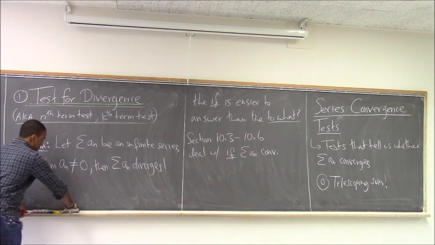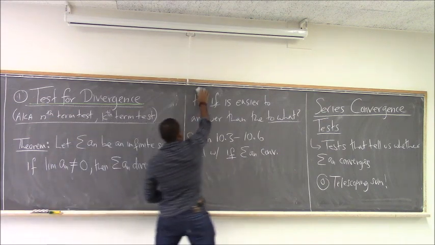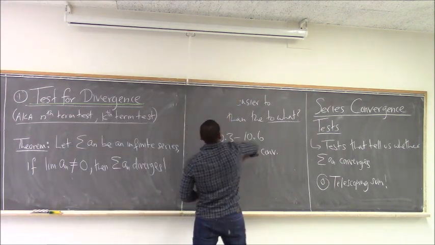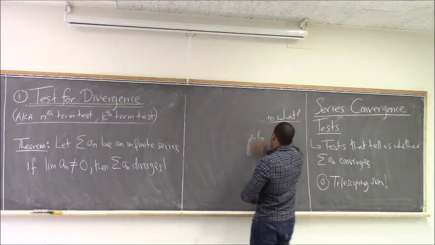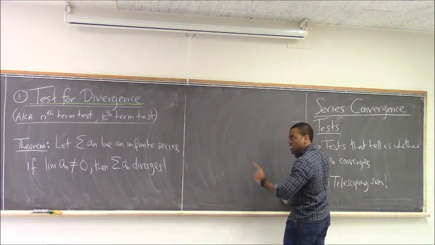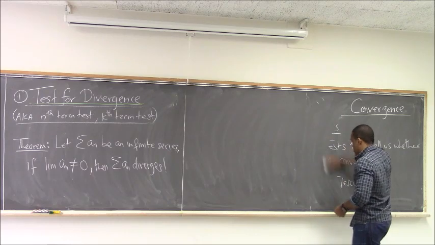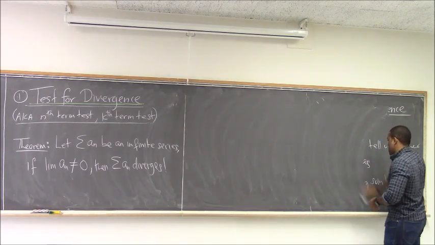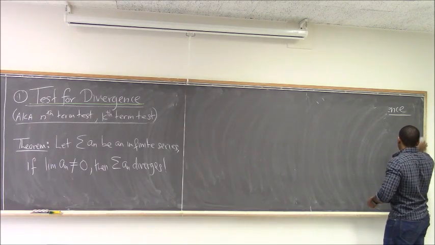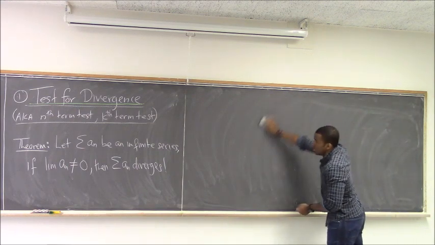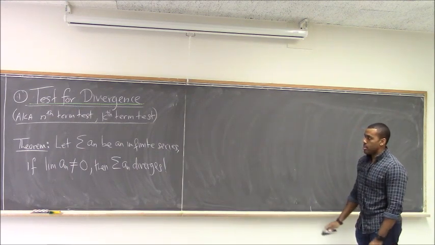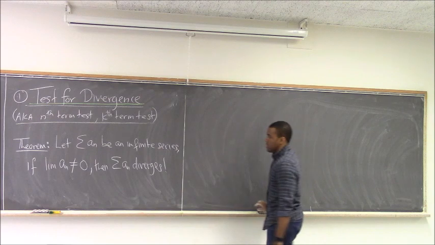Now, this guy here is one of the easiest tests to apply. So if I give you a random series and you have no idea where to start, chances are you'll probably start here, or at least glance at it to see if the limit is going to be 0 or not. Because if it's not 0, then there's nothing else to do. If a series converges, its limit must be 0.